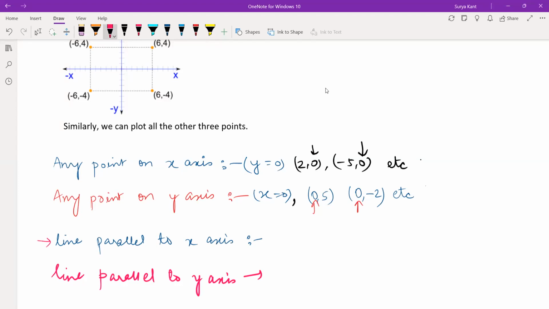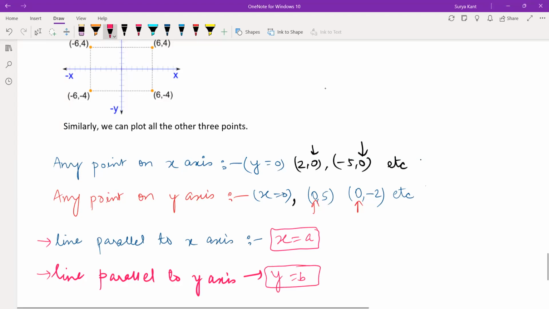Line parallel to x-axis, line parallel to y-axis. Okay. So here what we can write is x is equal to a. Why am I writing x is equal to a, and here y is equal to b you can write. A and b you can take anything, not a problem.